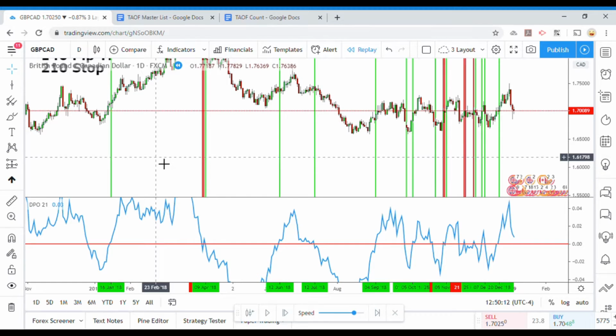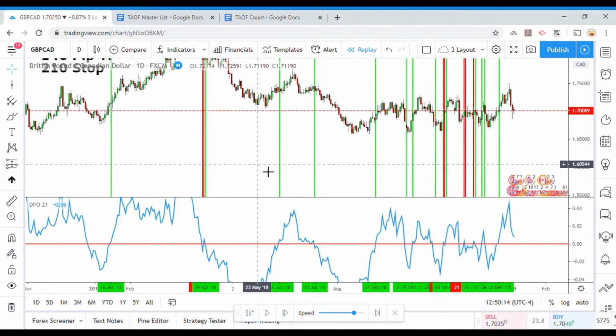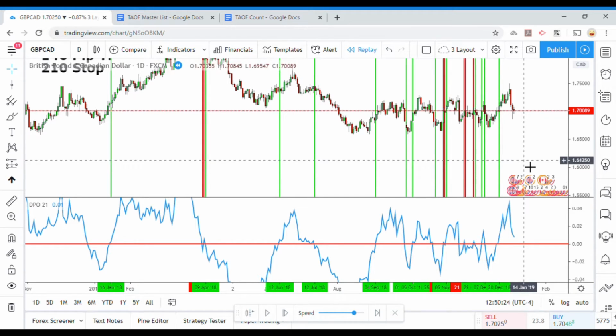I can already tell. So 1, 2, 3, 4, 5, 6, 7, 8, 9, 10, 11, 12, 13, 14, 15, 16, 17, 18, 19, 20. So we got 20 trades. That is a reasonable amount of trades. No, it's not really over trading, not really under trading.